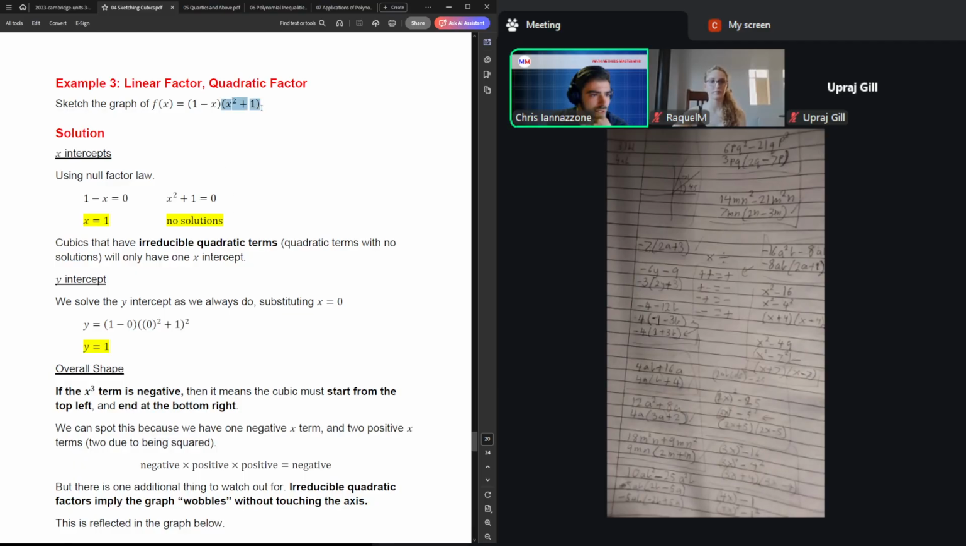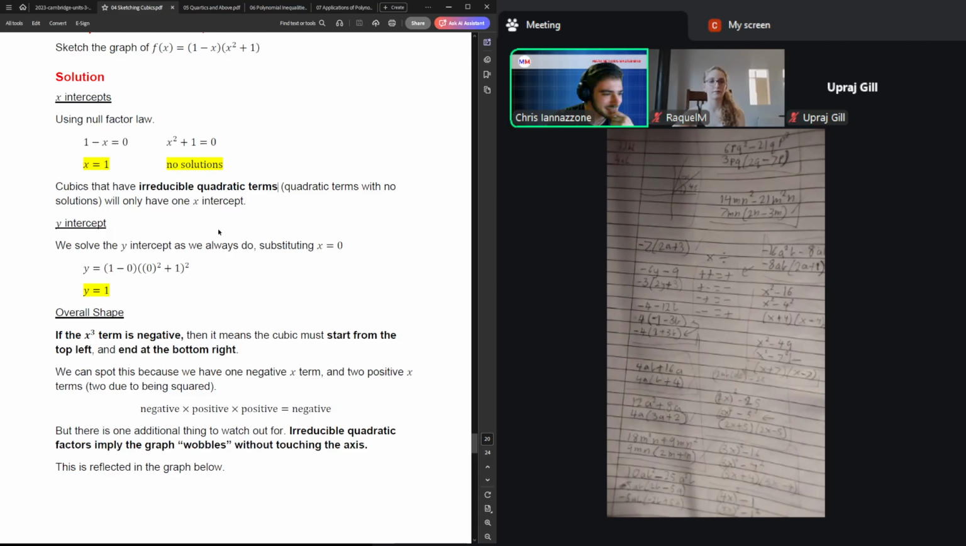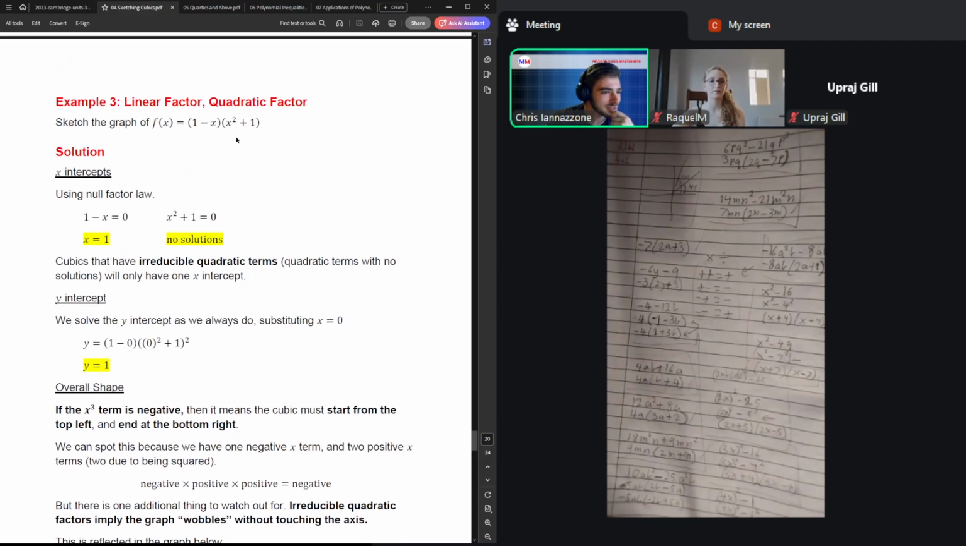Rarely, you might get a quadratic factor in here, or more specifically, a quadratic that doesn't have a solution. Like for instance, x² + 1, there's no real solution to that, unless you want to do spec, in which case you have imaginary solutions or complex number solutions. That's not quite part of the curriculum for methods, though. The technical term for that is an irreducible quadratic term. You don't need to know that, though. All you need to know is that this contributes no x-intercepts. You only have 1 for this entire cubic.